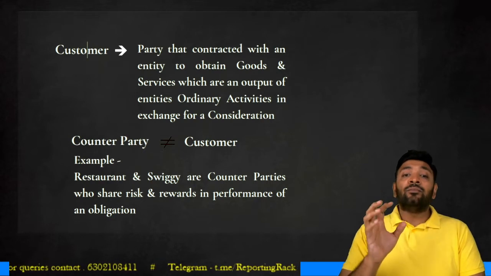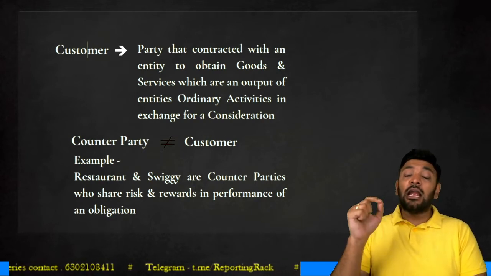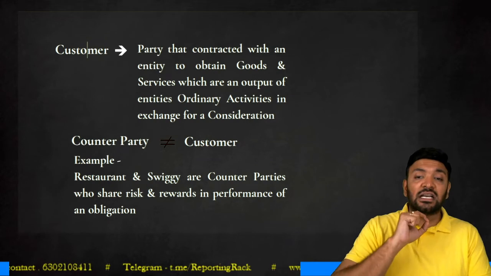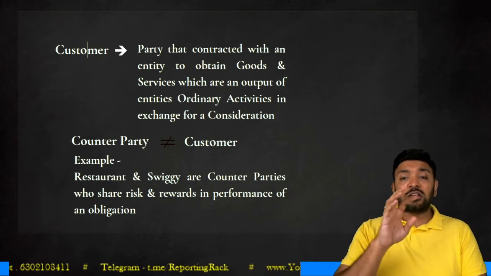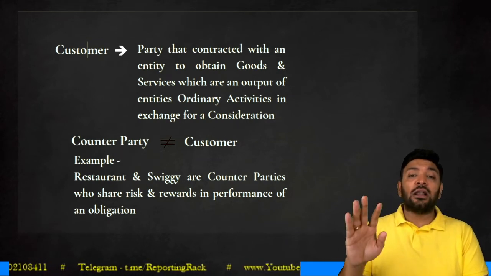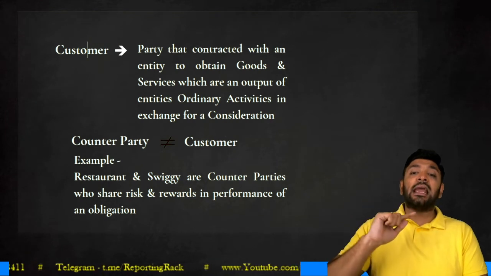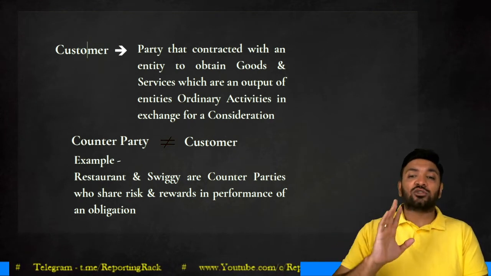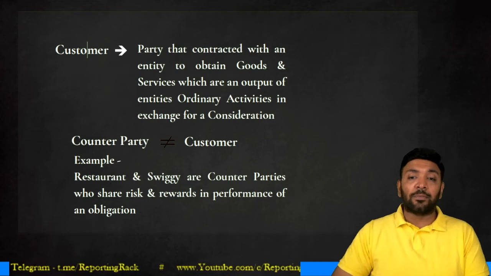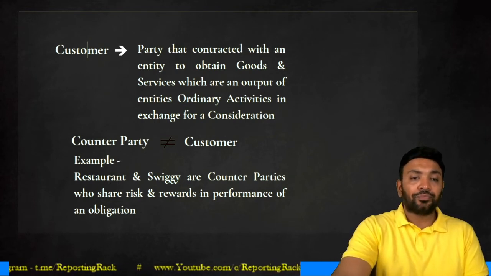Restaurant and Swiggy, they together share risks and rewards in performance of an obligation towards the customer, the person who has placed the order. They cannot be called customers of each other. So Swiggy and the restaurant are counterparties to the contract. Their customer is completely different. Clear?